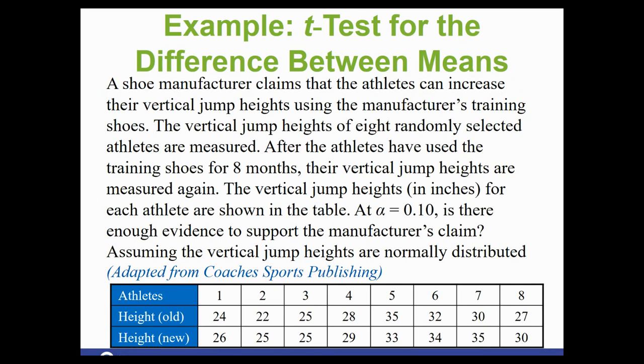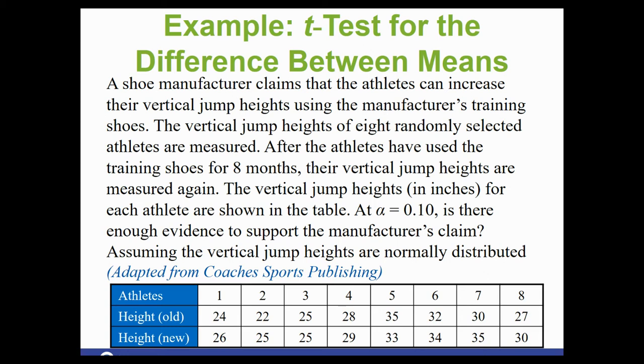So here's our first example. A shoe manufacturer claims that athletes can increase their vertical jump heights using the manufacturer's training shoes. The vertical jump heights of 8 randomly selected athletes are measured. After the athletes have used the training shoes for 8 months, their vertical jump heights are measured again. The vertical jump heights in inches for each athlete are shown in the table. With a level of significance of 0.10, is there enough evidence to support the manufacturer's claim, assuming the vertical jump heights are normally distributed? And then you have a chart here for all 8 of your athletes, both their old score and their new score, or their height when they were jumping.